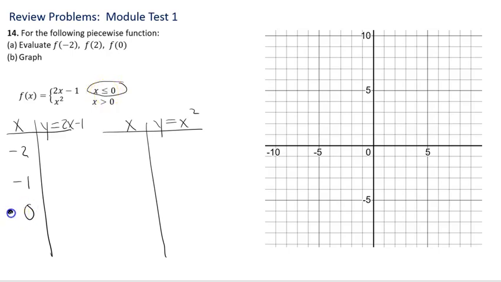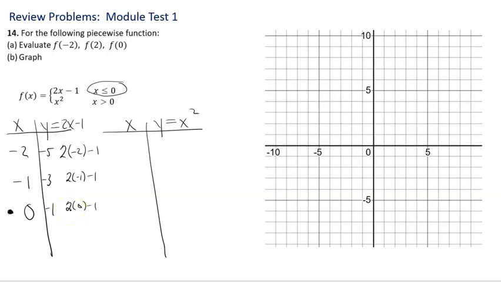So I'm going to fill in that circle because the graph is going to go right up into that point and stop. And let's just plug it in. So 2 times negative 2 minus 1, that's going to give me negative 5, right? 2 times negative 1 minus 1 is negative 3. And then 2 times 0 minus 1 is negative 1. Remember, you multiply before you subtract. So 2 times negative 2 is negative 4, subtract 1 is negative 5. 2 times negative 1 is negative 2, minus 1 is negative 3, and then, of course, 2 times 0 is 0, minus 1 is negative 1.